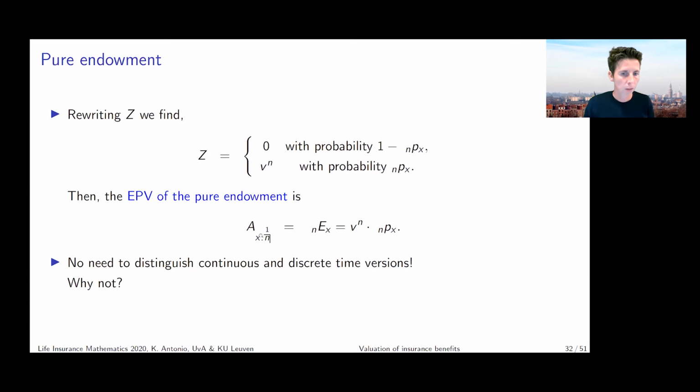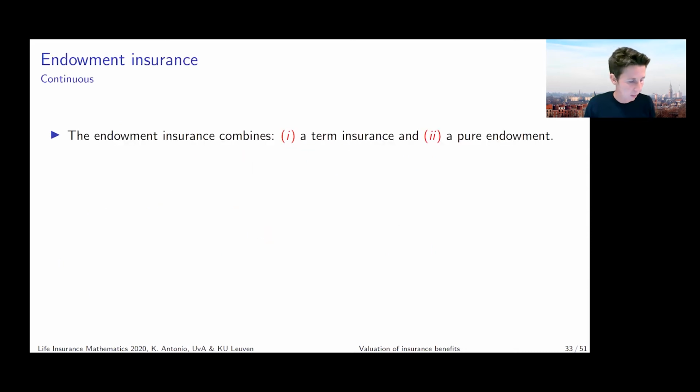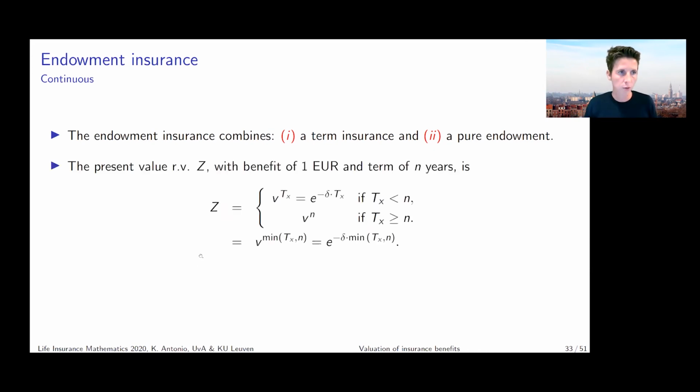Okay. So be careful about that, and that brings us right away to the very final product that I want to discuss in the first half of this class, and that's the endowment insurance. The endowment insurance is going to combine a term insurance with a pure endowment, such that we have a benefit guaranteed whether we die within a certain period or whether we survive until a certain moment. So that is what we call the endowment insurance.